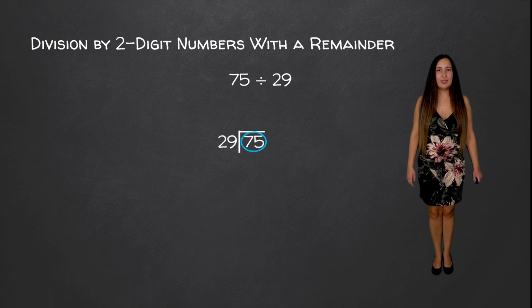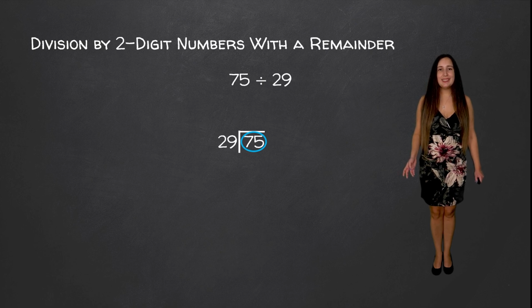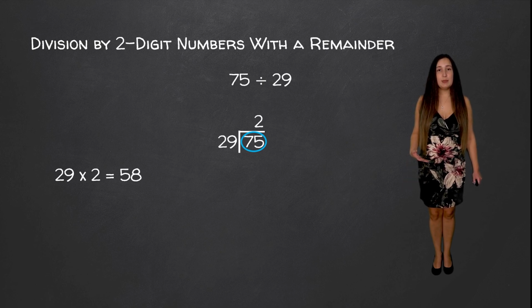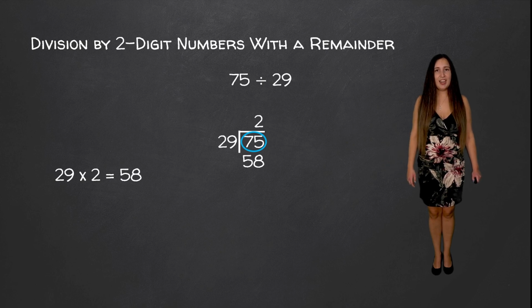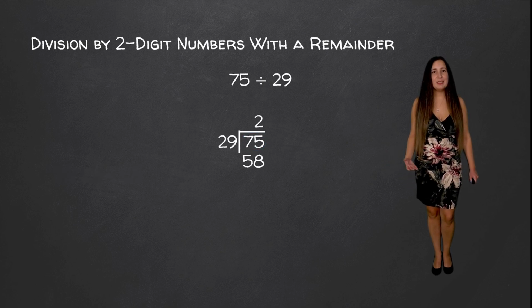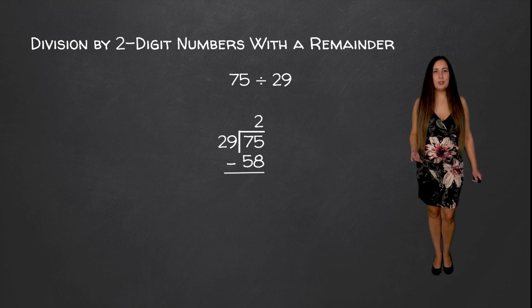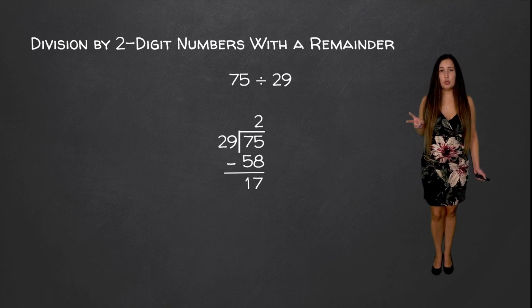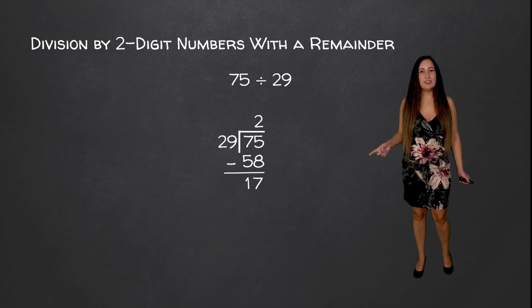So with that being said, we're then going to see how many times 29 goes into 75. And 29 goes into 75 two whole times. And that's because 29 times 2 is equal to 58. And then 29 times 3 would be way too large, so we're going to stick with 29 times 2. And then we're going to write our 58 here, and we're going to subtract our two values to see what we have left over. So 75 minus 58 is equal to 17. So now we know that 29 goes into 75 two whole times, and we have a remainder of 17.